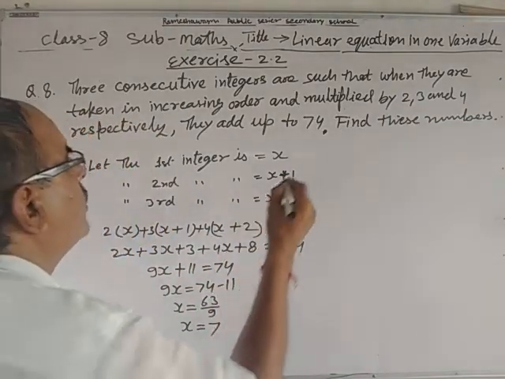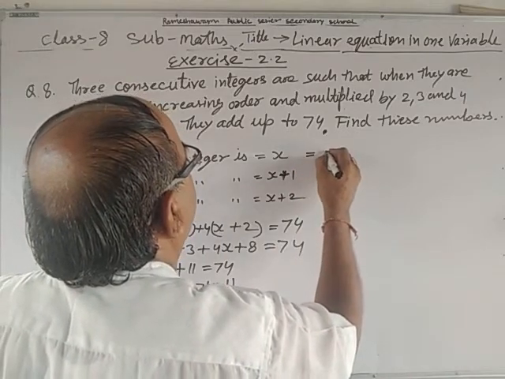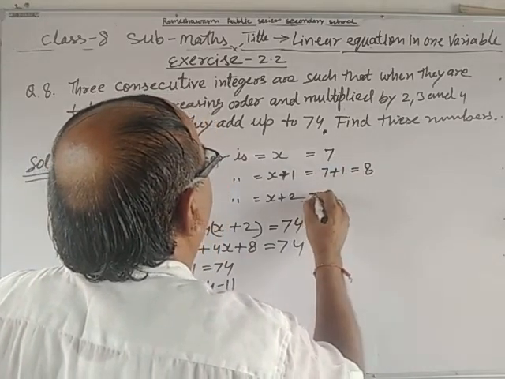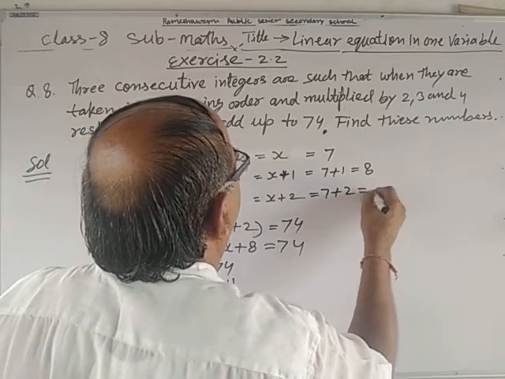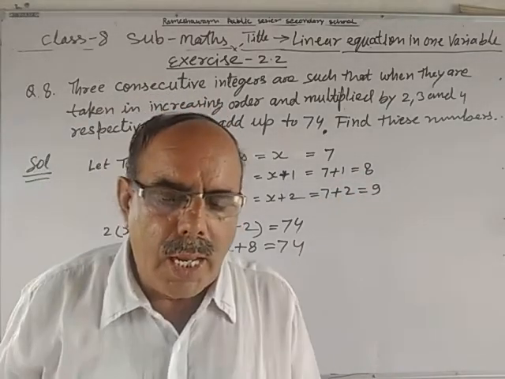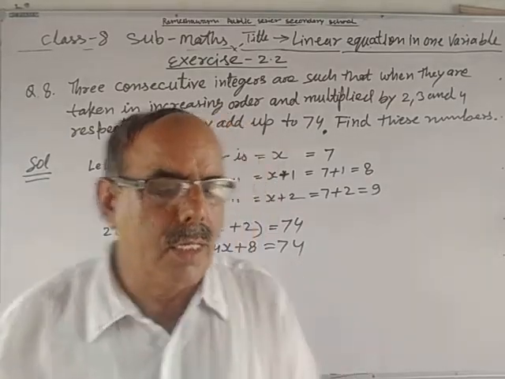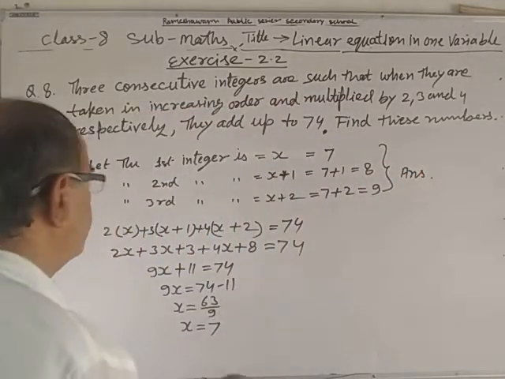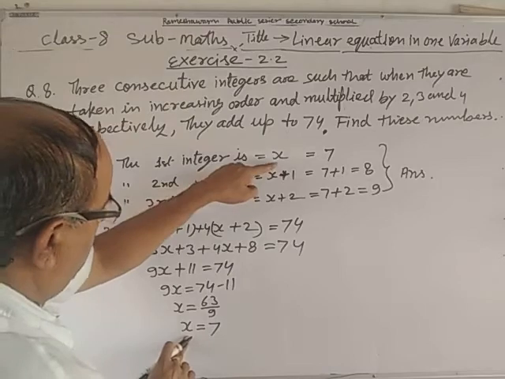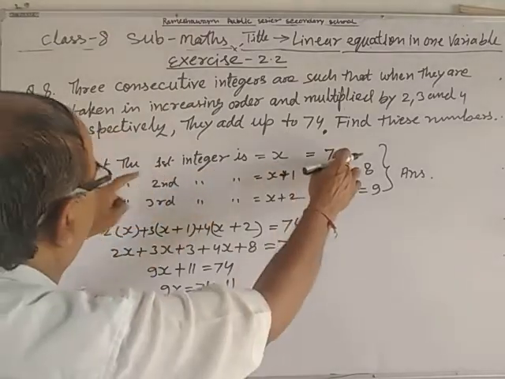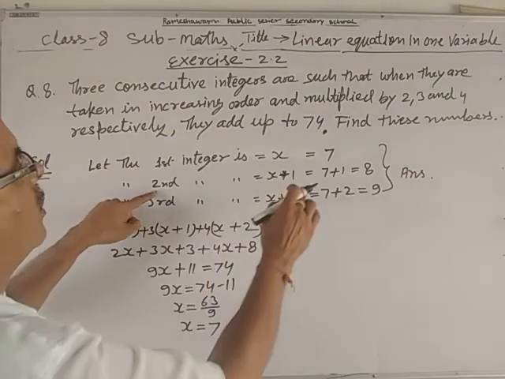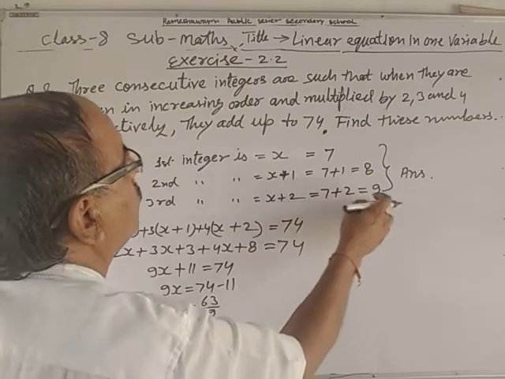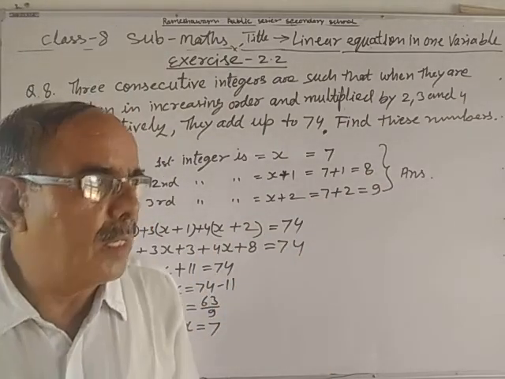The first integer is 7, the second is 7 plus 1 equal to 8, and the third is 7 plus 2 equal to 9. So 7, 8 and 9 are the numbers. Answer. This is question number 8.